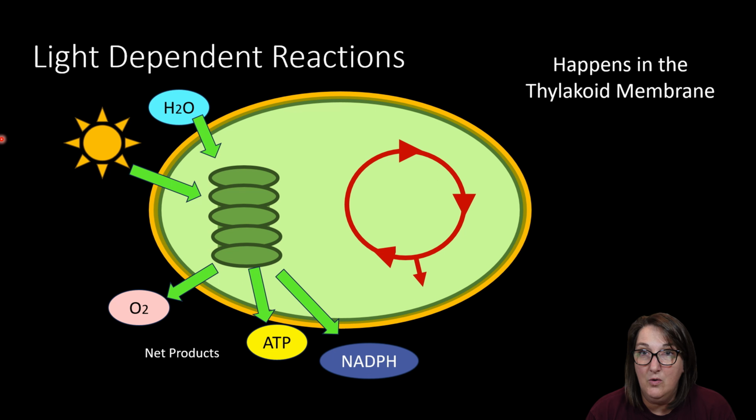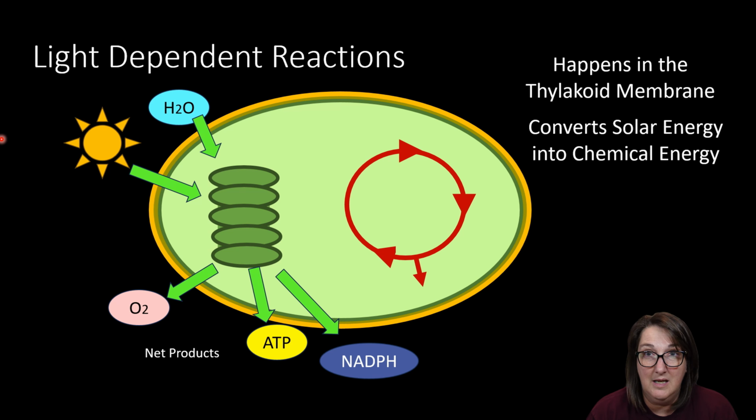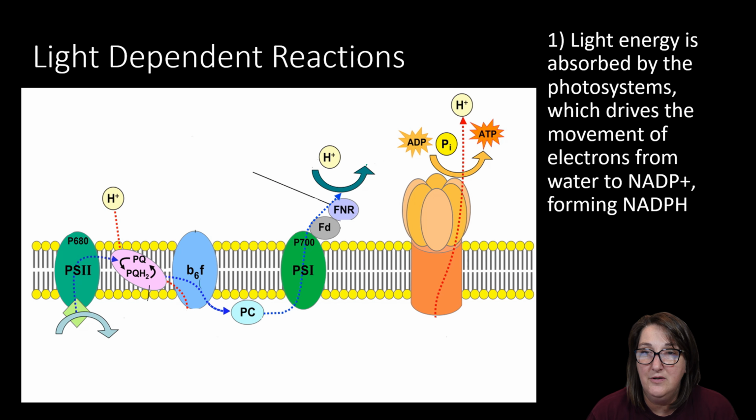So it happens in the thylakoid membrane. Remember the little Oreo cookie, the little outside of that cookie is the membrane. This is where this is going to happen. And then it's going to convert solar energy into chemical energy. I'm taking sunlight energy and I'm turning it into chemical energy. So first thing that's going to happen, light energy is going to be absorbed by photosystems, which are these pieces here, this PS2, PS1. And it's going to drive the movement of electrons from water, which is going to come here, to form NADPH. I'm going to have NADPH form here.